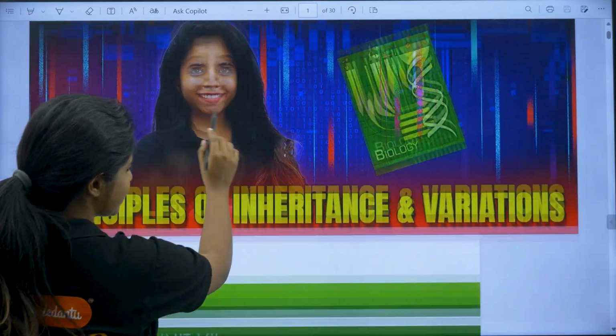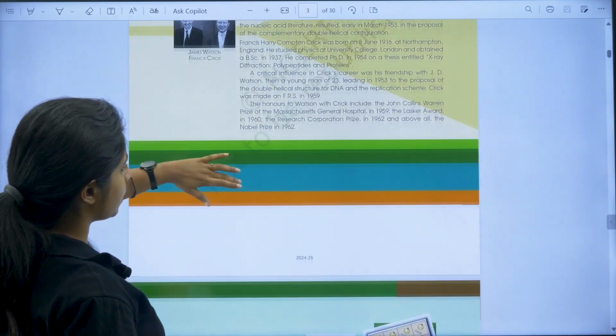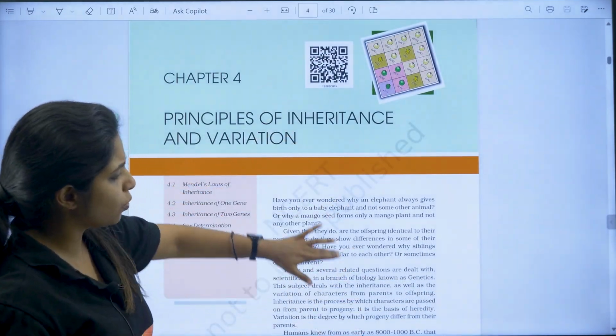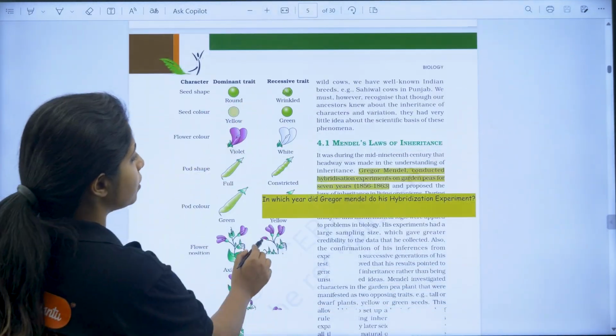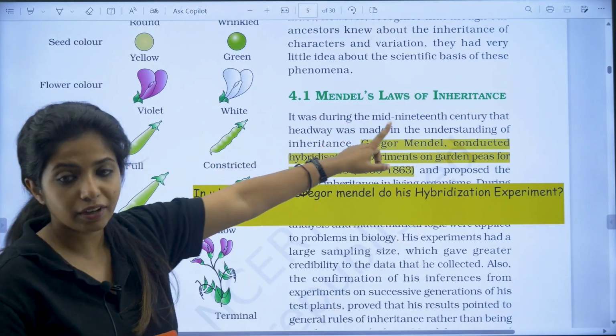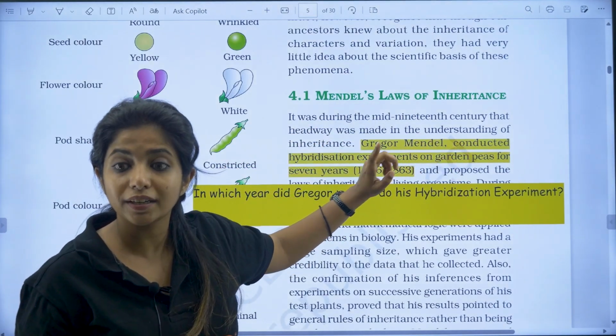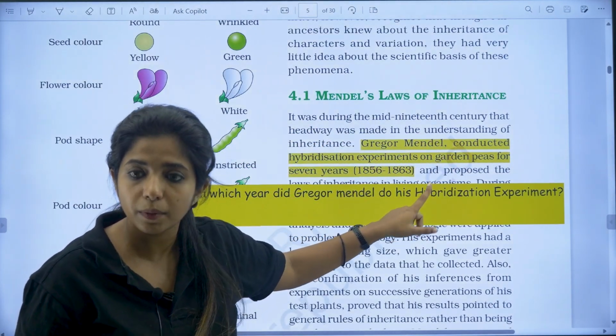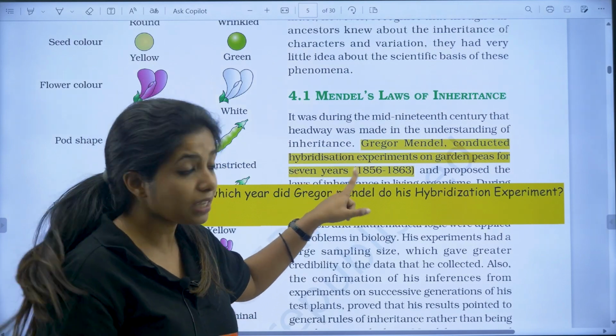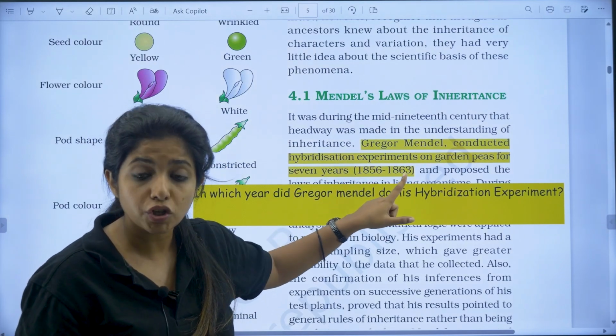Okay, so let's get ahead, my dear children. From here your chapter starts, introduction and all. Just go read it once. Now from here you see Mendel's law of inheritance. Over here it is mentioned that Gregor Mendel conducted hybridization experiments on garden pea for 7 years. The time span is being mentioned over here.